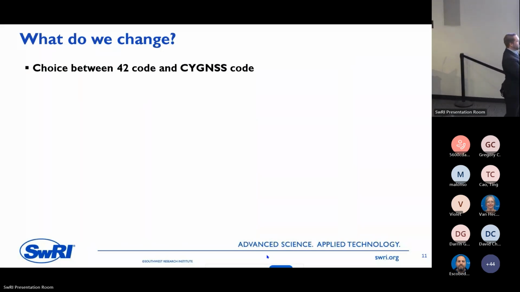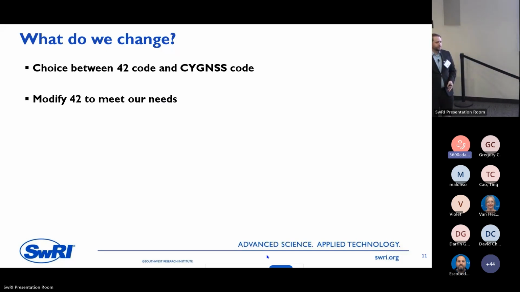We can make it so that it just tells us everything is fine and we're all happy. Or we can modify the Cygnus code, which we have because it is our satellite. We decided we want to modify 42 to meet our needs. The reason for this is our Cygnus code is currently out there in space, running and acting as it should.